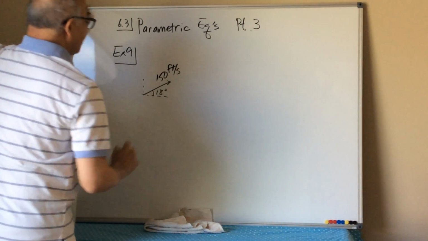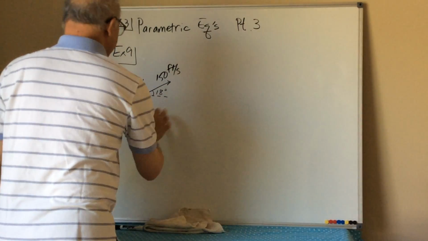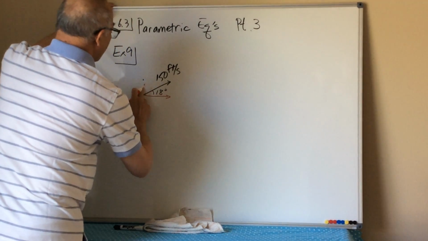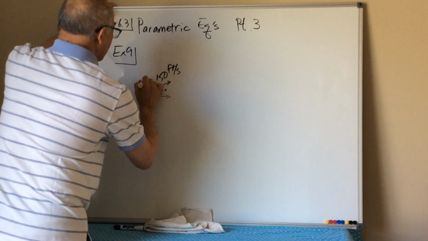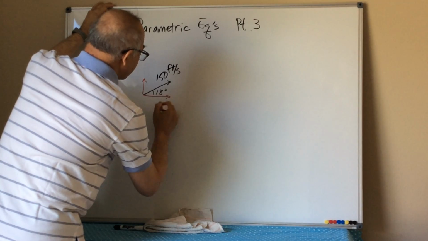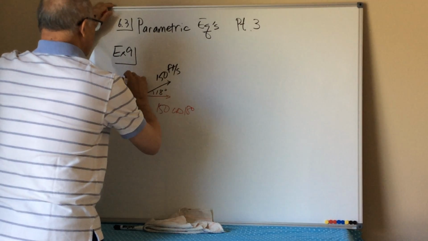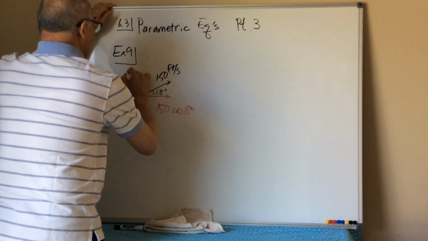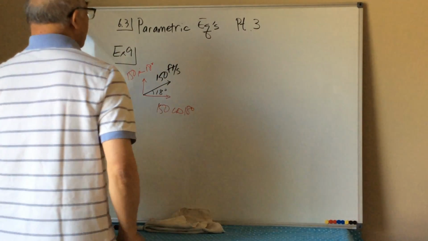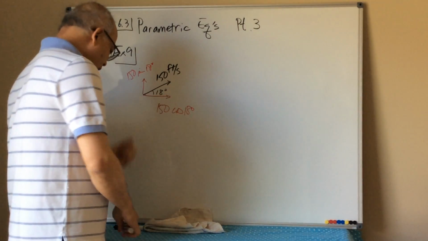at an 18 degree angle, which means that we can now decompose this vector into a horizontal and a vertical component. The horizontal component would be 150 times cosine 18 degrees. And the vertical would be 150 sine 18 degrees. So you have an initial velocity in the x direction and an initial velocity in the y direction.